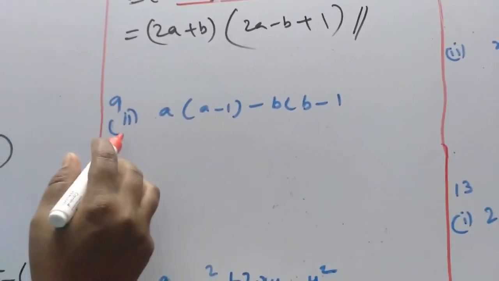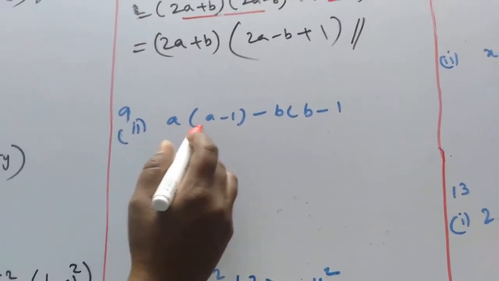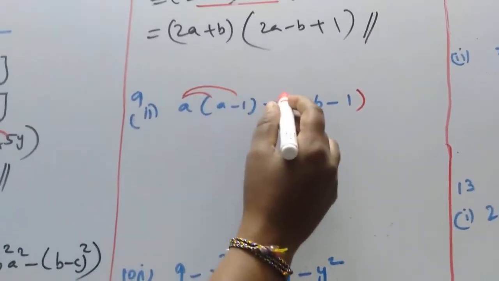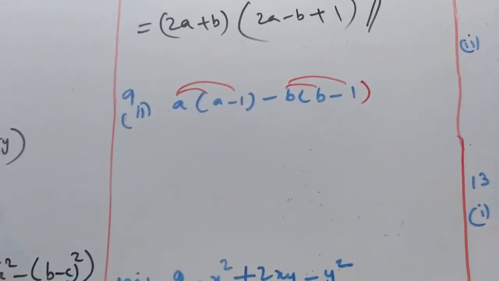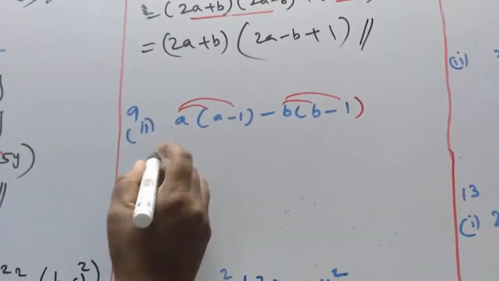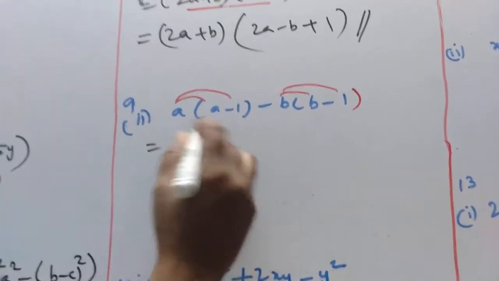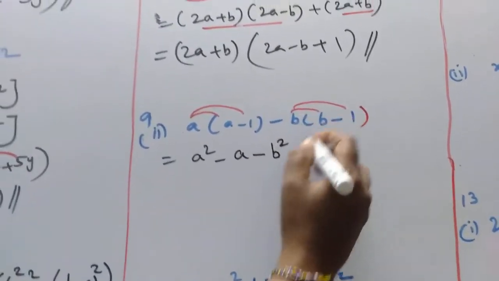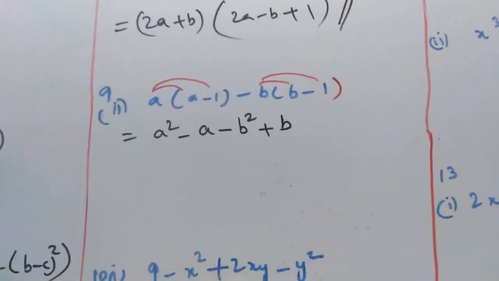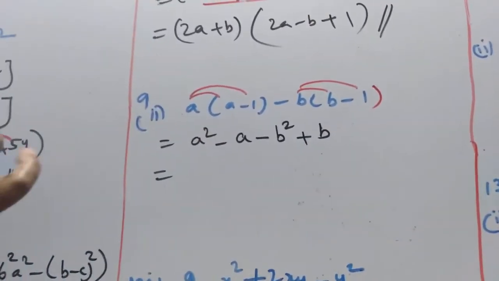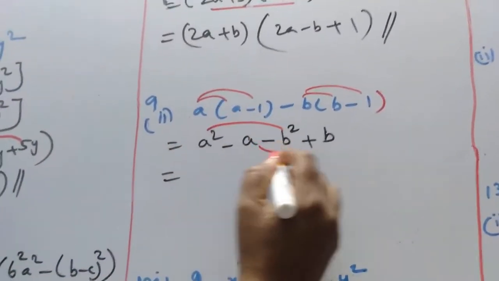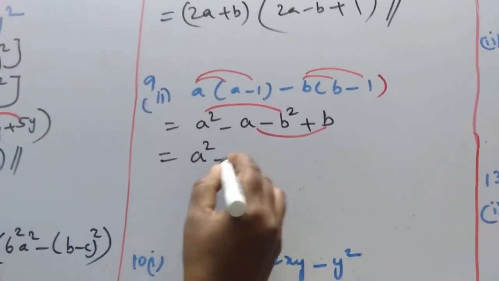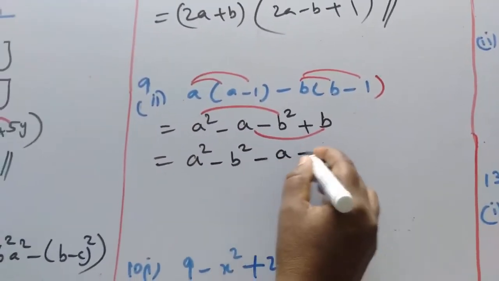Our next question is question number 9, second subdivision. The question is a bracket a minus 1 minus b bracket b minus 1. So we are going to expand these 2. Let us see. Here this can be written as a into a square minus a into 1, that is a, here minus into plus minus, b into b square, minus into minus plus b. Okay. So here we are going to make 2 pairs. What I am going to do here is take this a square minus b square first, then minus a plus b next.